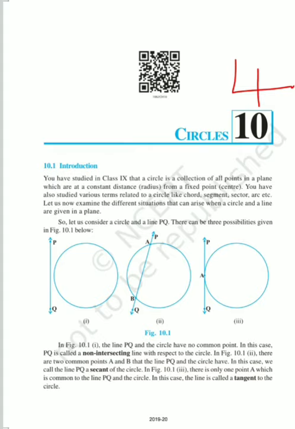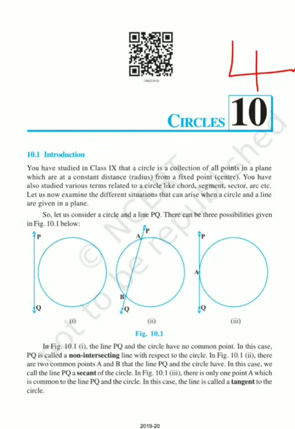First, let me see the introduction. You have studied in the 9th standard that a circle is a collection of all points in a plane which are at a constant distance from a fixed point. From the center of the circle to the circumference, we may draw an infinite number of lines. Those lines are nothing but our radius, right?